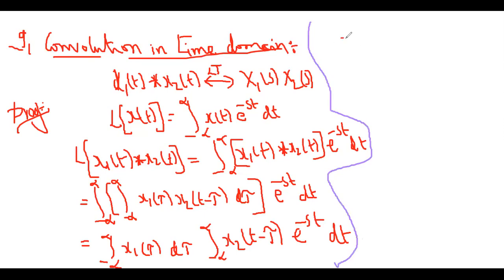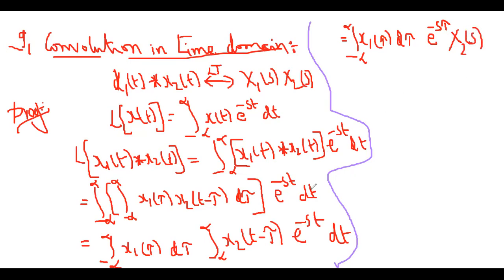In this equation, that is equal to the integral from minus infinity to infinity of x1 of tau d tau. I'm using the translation in time domain property. It gives e power minus s into t, where t is tau here, e power minus s tau x of s. Actually it is x2, so it is x2 of s.